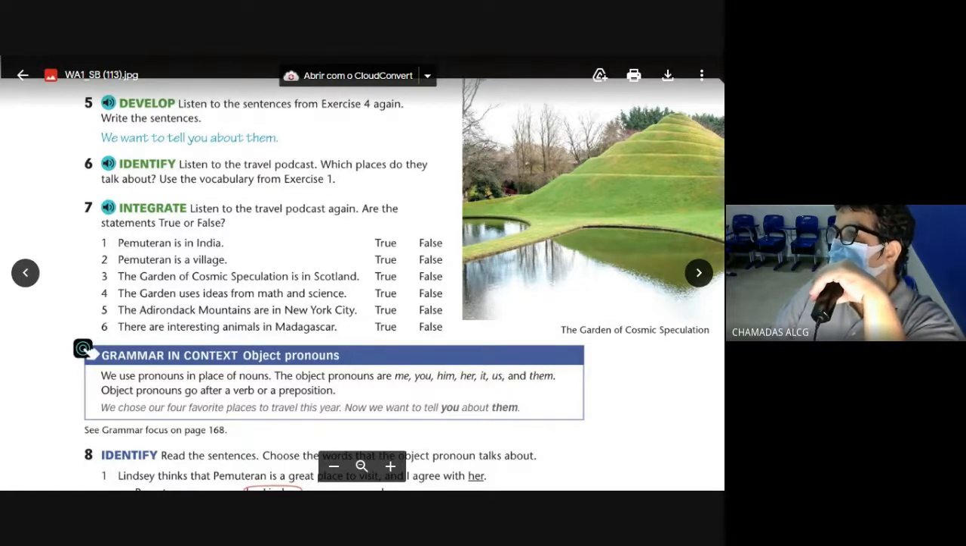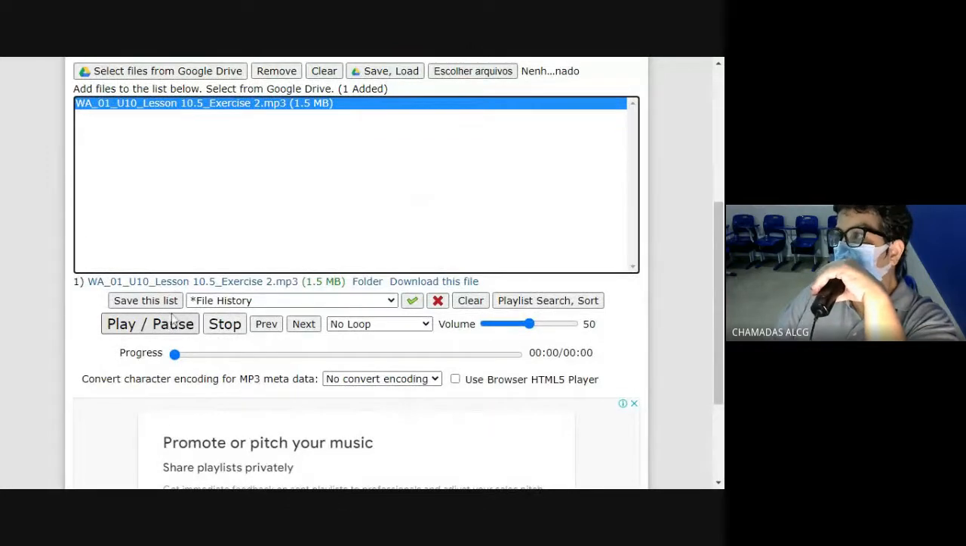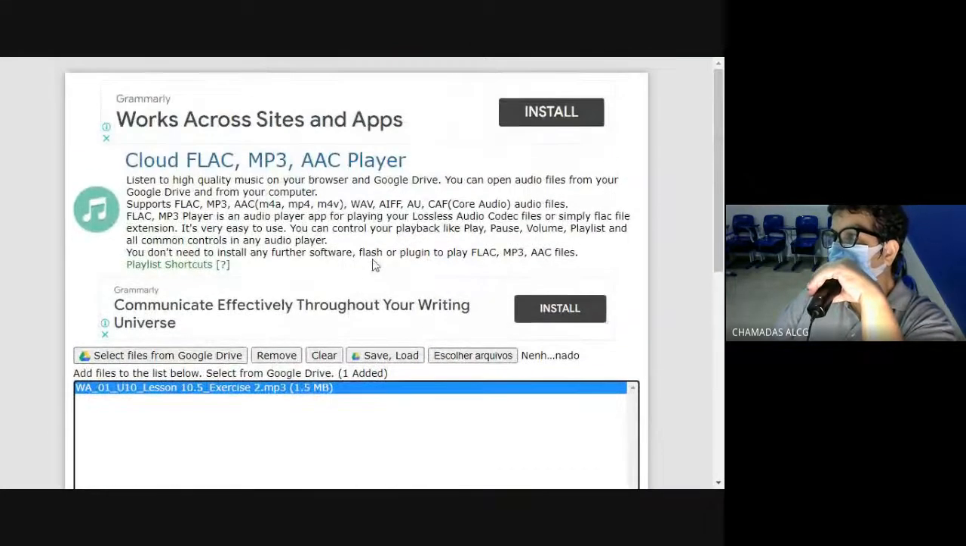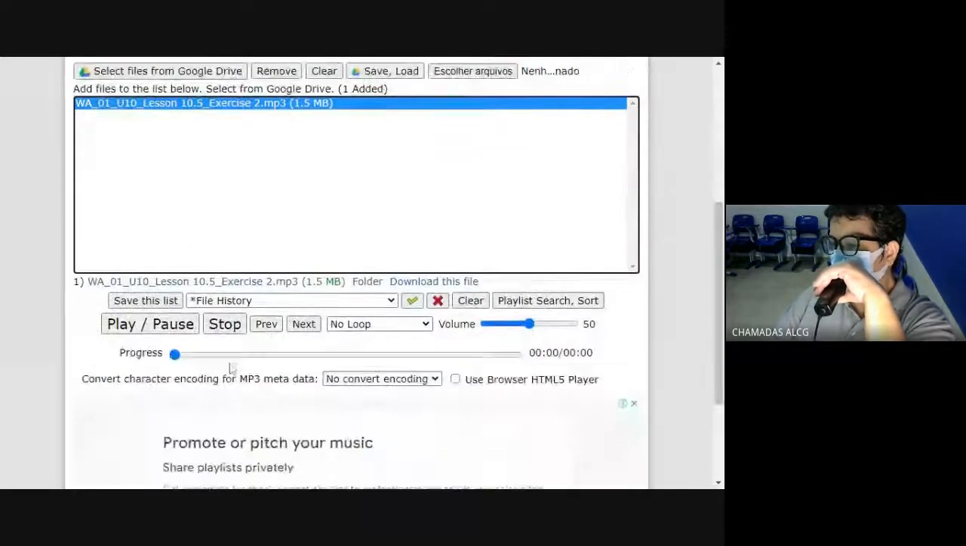Okay, let me try to play from this. Let's see if it works. Can you see that, people? I'm opening from this app here. Let me see if it works. Let's play.